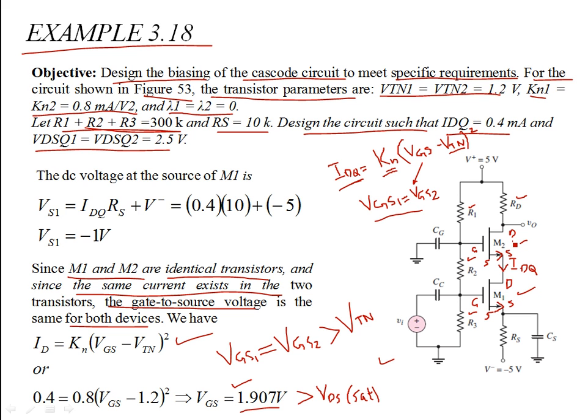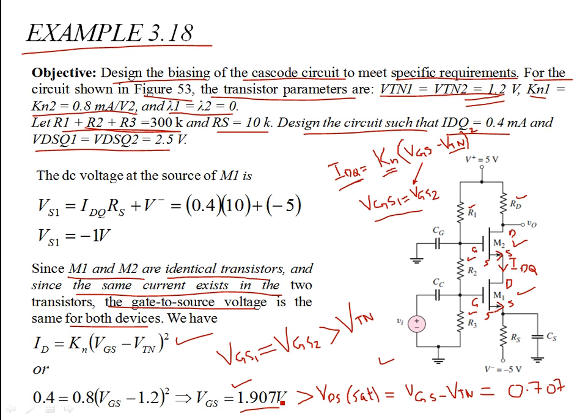Now, if they are on, they're not in cutoff, so they're either in the saturation region or in the non-sat region. So VDS sat, which is given by VGS minus VTN, the overdrive voltage, you can easily find out, as VTN is the same for both devices and it's given as 1.2 volts. That's quite straightforward to find. This is 1.907 minus 1.2, so that's about 0.707.